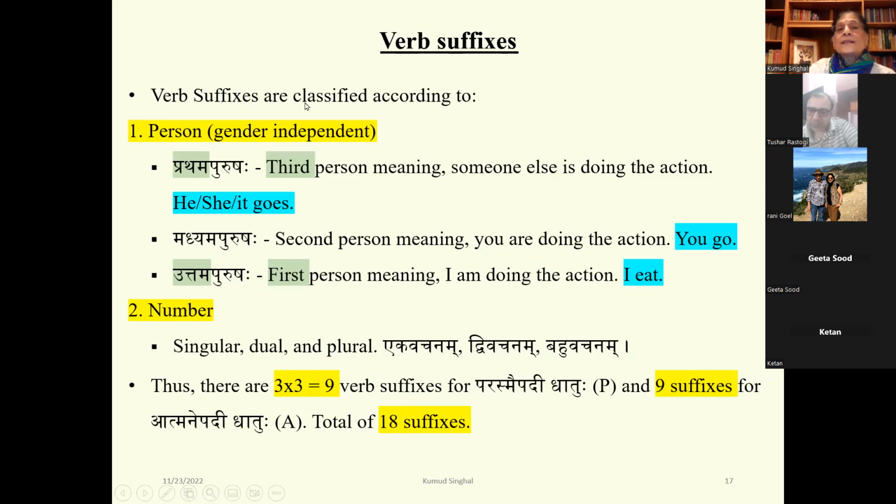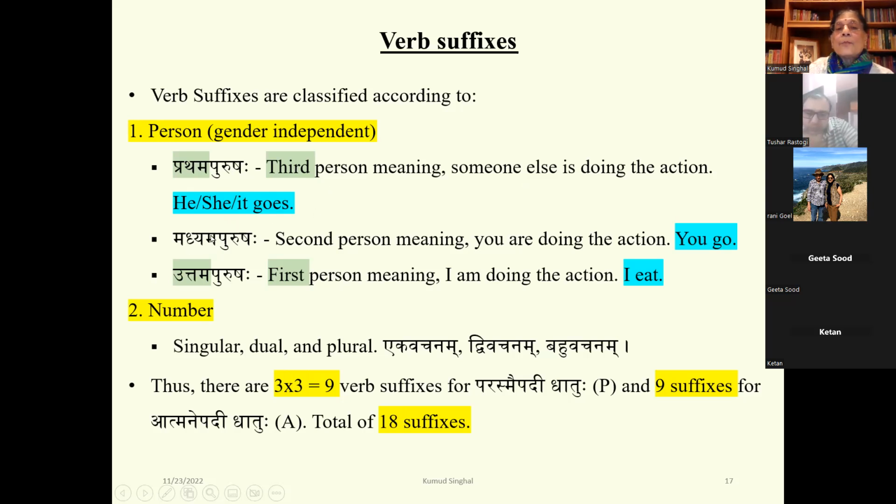So verb suffixes are classified according to person, and they are gender independent. So they are prathama purushaha. In English, it is called third person. One has to note that prathama usually means first, but it is called third person. So this is a little bit confusing. So third person meaning someone else is doing the action, like he, she, it goes, they go.